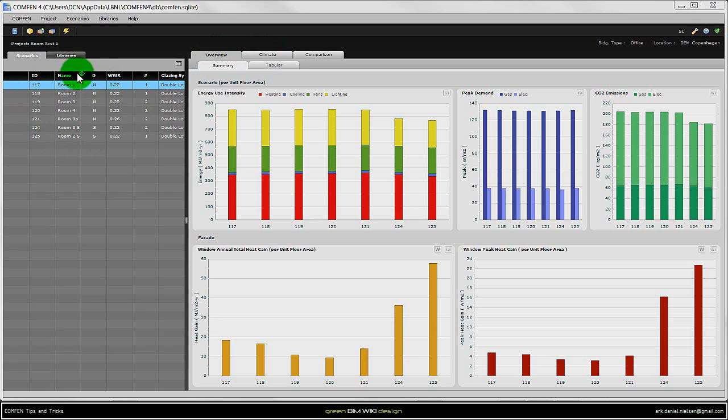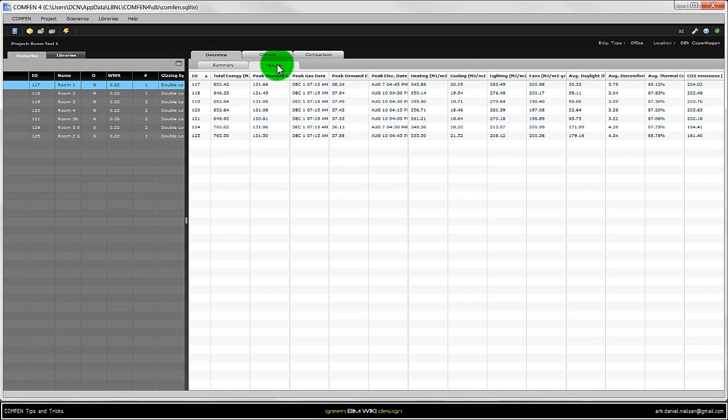At the left you have the different scenarios that are in this project. On this first page, the overview summary, we have all the different scenarios shown on one page so we could get a quick overview. And then under tabular we have the numerical values instead of graphs. Sometimes it can be quite good to have the numbers to go more into detail of the differences between the different scenarios.